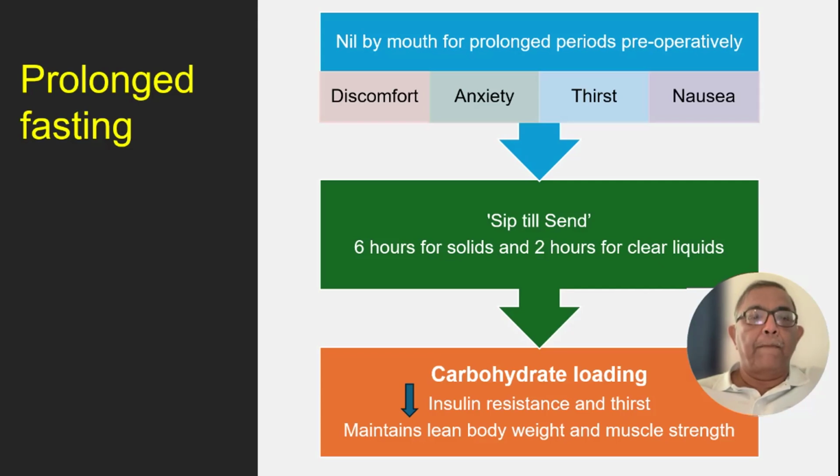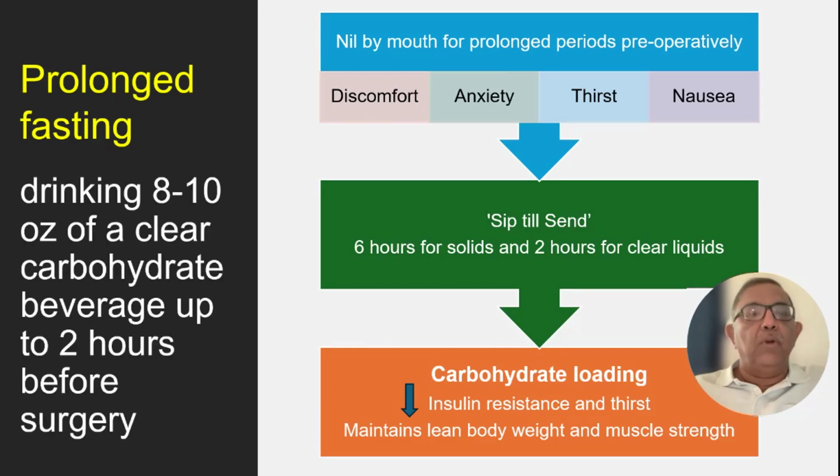The carbohydrate loading decreases the insulin resistance and thirst, and maintains lean body weight and muscle strength. So it is important that the patient should be on carbohydrate loading rather than NPO. Instead of prolonged fasting, the drinking of 8 to 10 ounces of clear carbohydrate beverages up to 2 hours before surgery is what is recommended now as a standard.